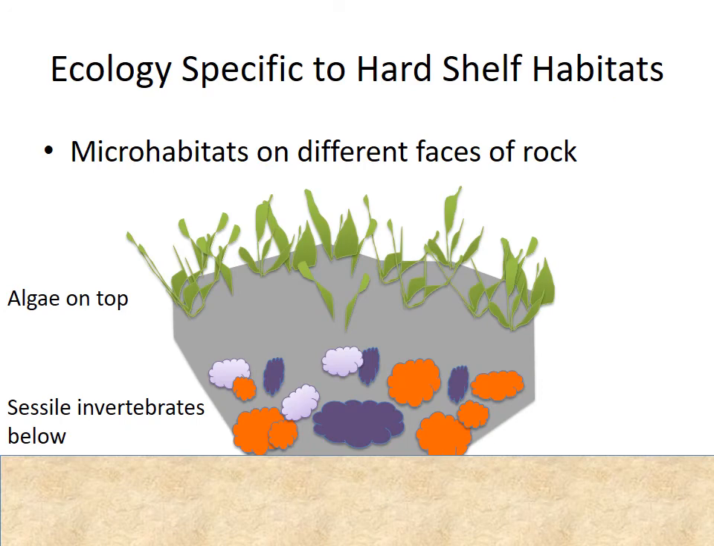Another thing that leads to the high diversity of hard shelf habitats is the fact that there are different microenvironments on different parts of the structure. So if you think of a boulder in the water, you've got a sunny side of the boulder and a shady side of the boulder, and they can be two totally different habitats. The sunny side is dominated by photosynthetic organisms like seaweeds, and the shady side is covered in sessile invertebrates that don't need sunlight but filter feed. And then in turn, the seaweeds might have different organisms living in and among them than the sessile invertebrates like the sponges and corals might have.